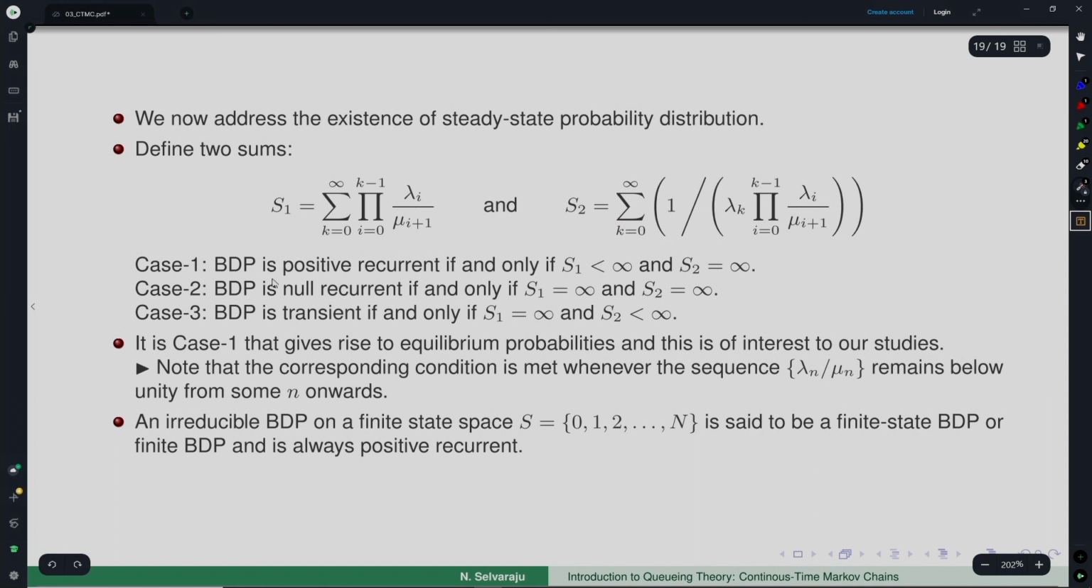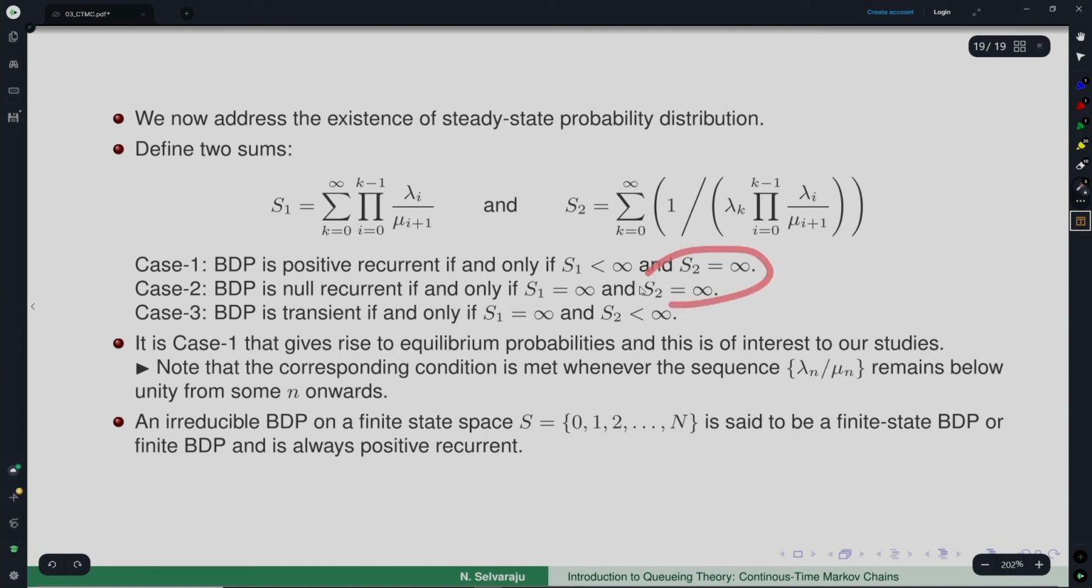If that is the case, then the BDP is positive recurrent. It will be null recurrent if and only if S1 is infinite and S2 is also infinite. And it will be transient if S1 is infinite and S2 is finite. So, if I want only the recurrence or transience, I can look only at S2, because if S2 is finite then it is transient, and if S2 is infinite it is recurrent.